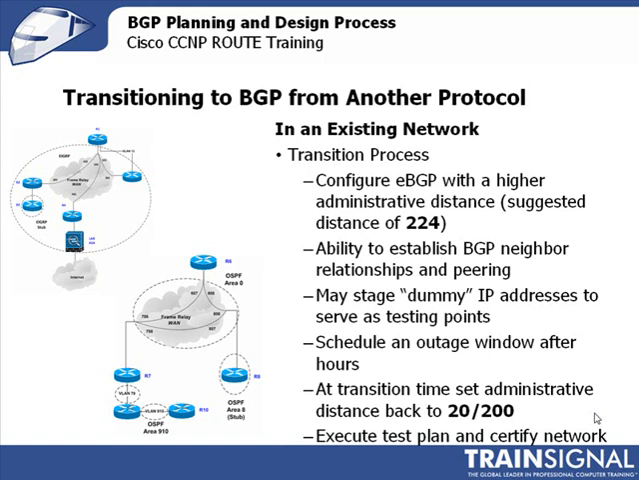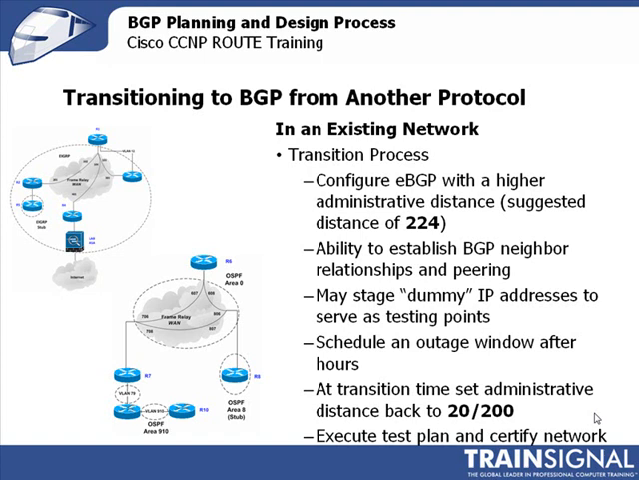One of the things by having this higher administrative distance is you can go ahead and establish your BGP peering relationships. They can be up, they can be functioning, they're not going to impact the routing of your network. You may be able to use just some dummy IP addresses from a completely unused range just as sort of a test point, but once the neighbor relationships are up, everything's functioning, you're verifying the type of reachability that you want, then you can schedule your outage window, and then you can set the administrative distance back on your eBGP routers to 20, and on your iBGP routers to 200, or you could just leave them there as it is.